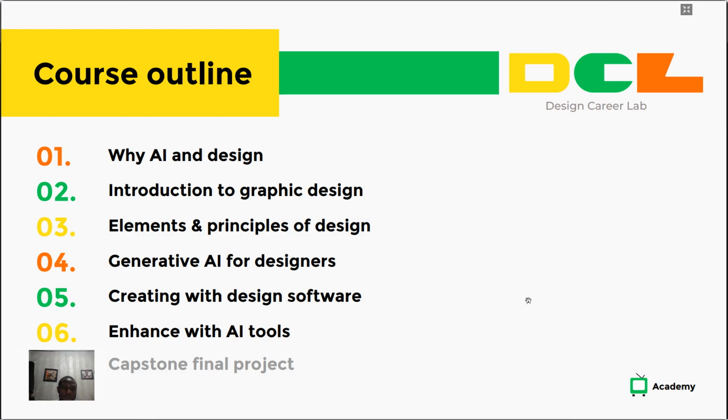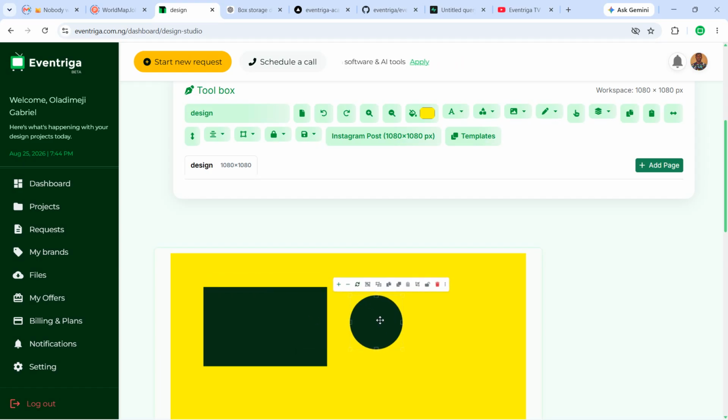In stage five of this course, you will learn how to create with design software. So we'll be using either Photoshop or Affinity and other online-based platforms like Canva, and also Trigger Studio, which is an in-house design software.